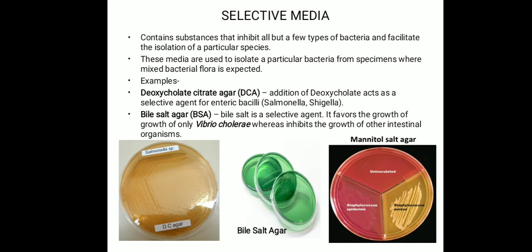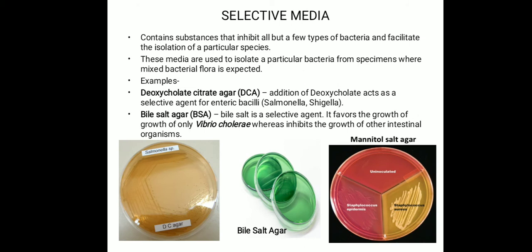Here we have examples like DCA or deoxycholate citrate agar, then BSA bile salt agar, then MSA mannitol salt agar. So these are a few examples of media under selective media. Selective media contain substances that inhibit all but a few types of bacteria and facilitate the isolation of a particular species. So these media are used to isolate a particular bacteria from specimens where mixed bacterial flora is expected.